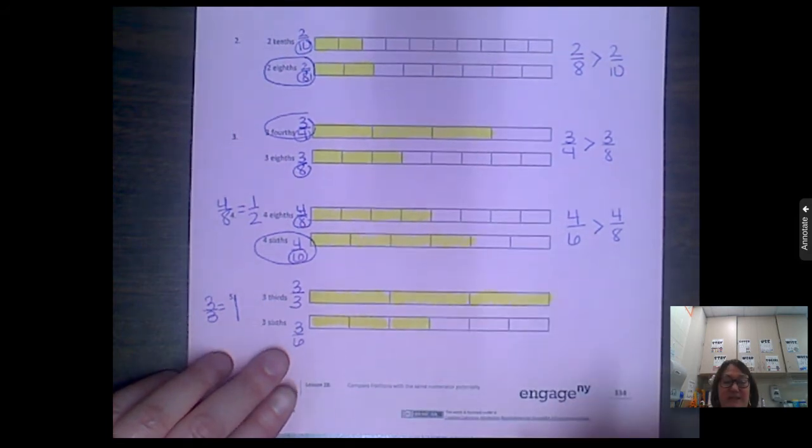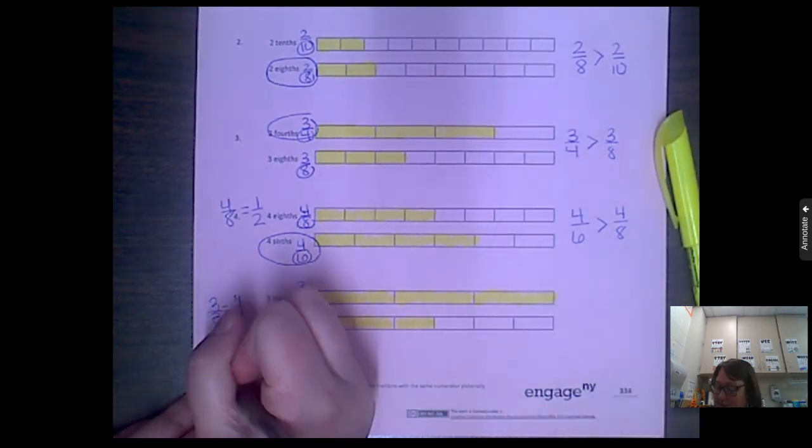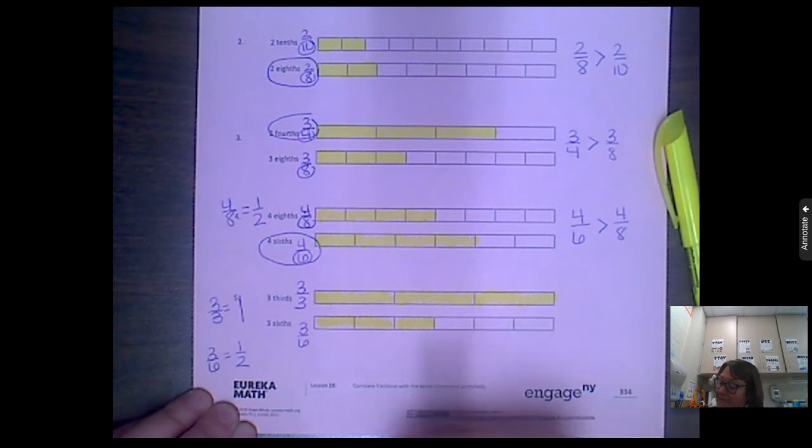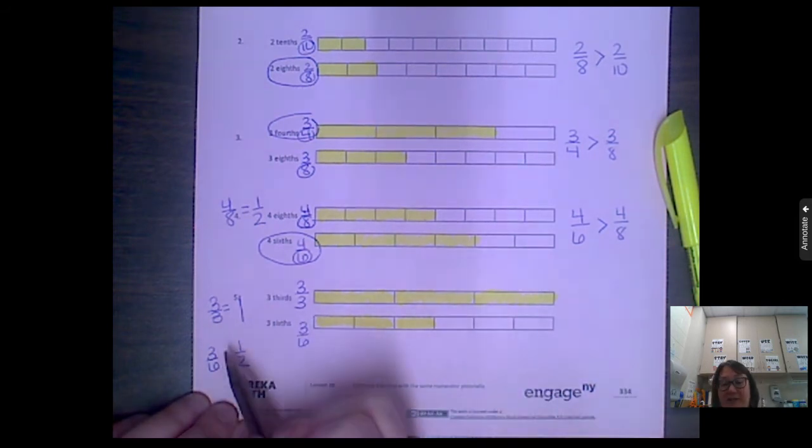What is 3/6 equal to? 1/2, right? How do you know? Well, half of the picture is shaded. There's 3 shaded and there's 3 not shaded. Also, if I look at the actual fraction, 3 is half of 6, right?